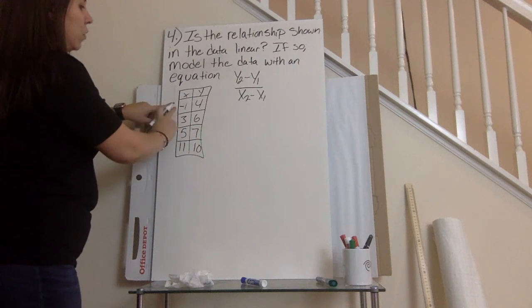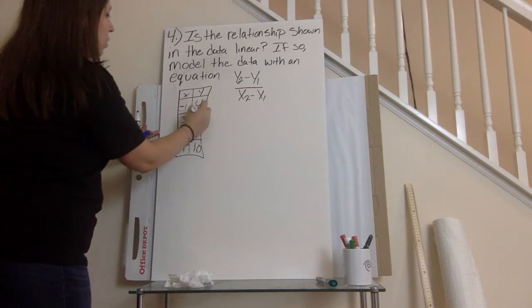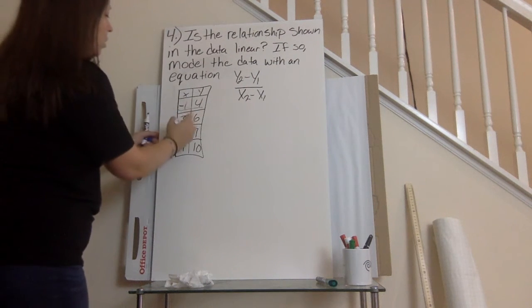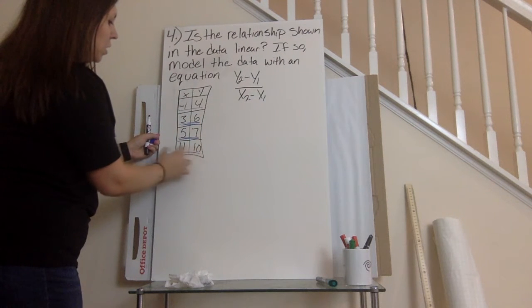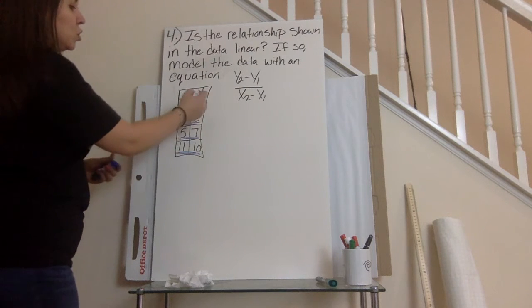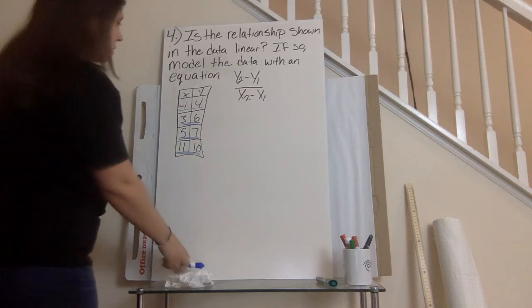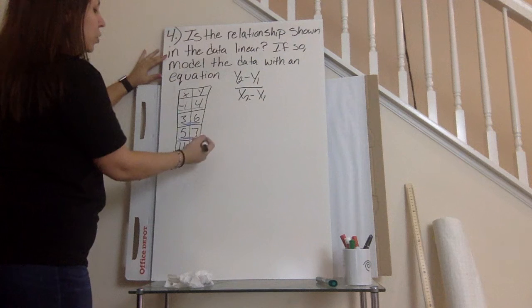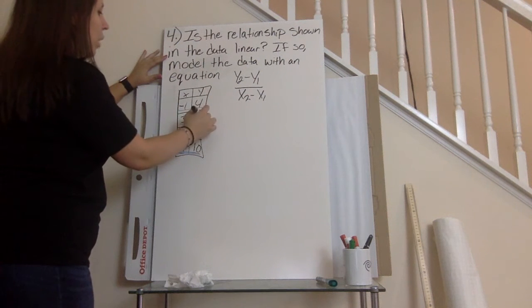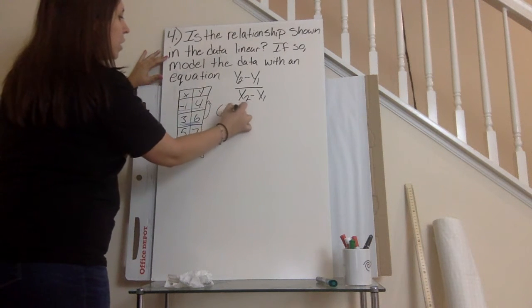So if we're going across, these two would be a point, these two would be a point, and these two would be a point. So we can choose whichever we want to be point 1 and whichever we want to be point 2. So I can go up. I'm going to start off with 6, and I'm going to subtract 4.